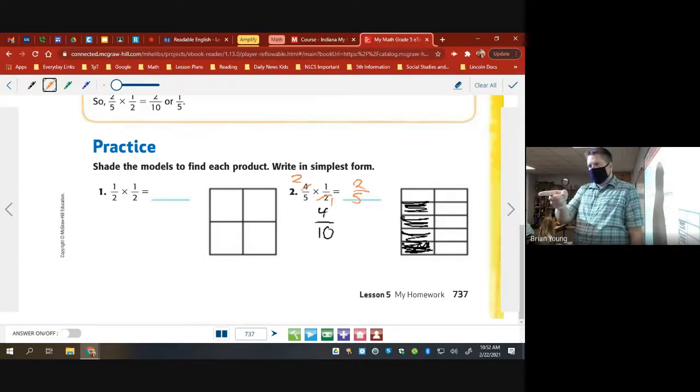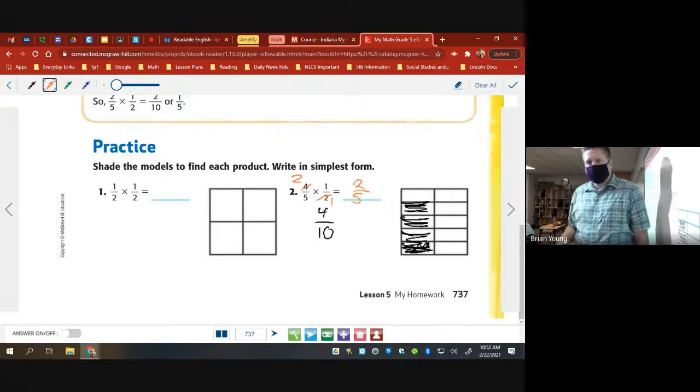Since one half of the false one is already shaded in, do I still have to shade in? No, because it's already on the bottom side. It's already shaded. All right, Mikey.